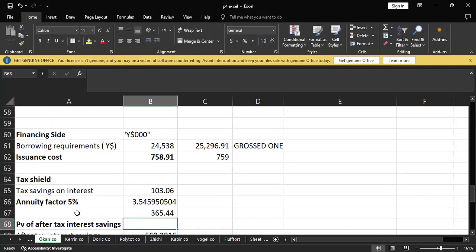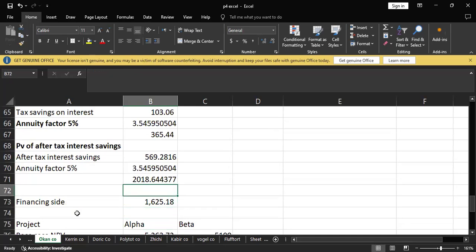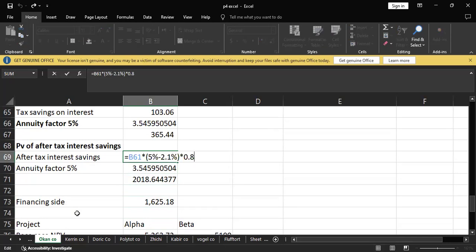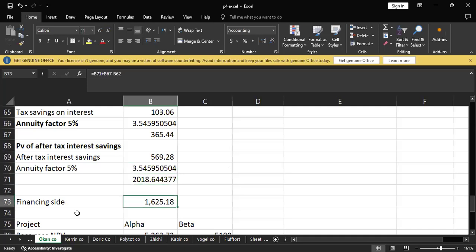Now, when the tax is payable in the same year, the next formula is the present value of after tax interest loss. What is this formula, guys? Amount of loan into normal loan rate minus subsidized loan rate into 1 minus T. Again, the same annuity factor. This is the present value and this is the total of the financing side.